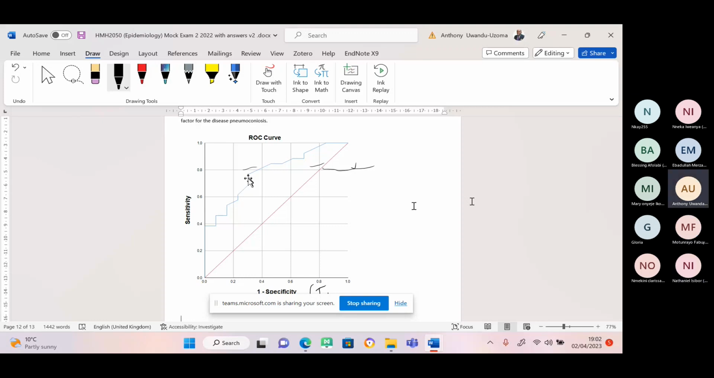All right. So with these few points of mine, I've been able to convince you and not confuse you that the ROC curve is simple.